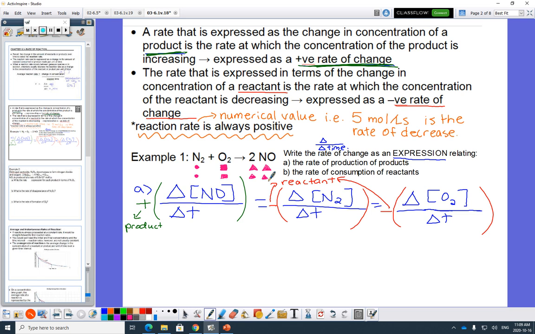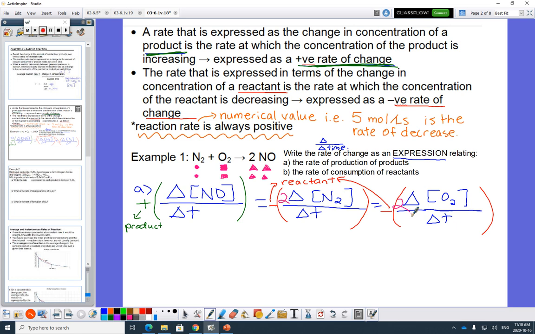I think I heard someone say it. Is this being produced faster than these two? Yes. So in order to make it faster, does that mean a bigger rate? Yes. So how do we make a bigger rate? The 2 actually goes here. And these are both the same.